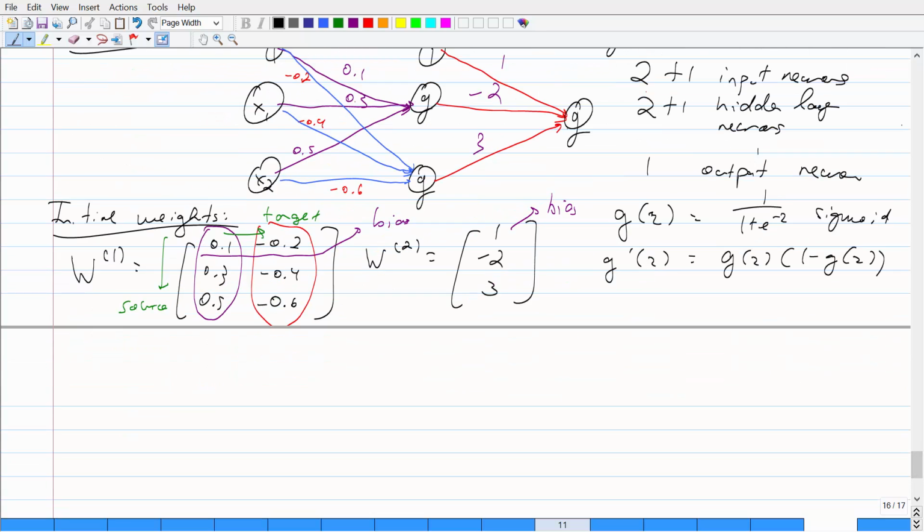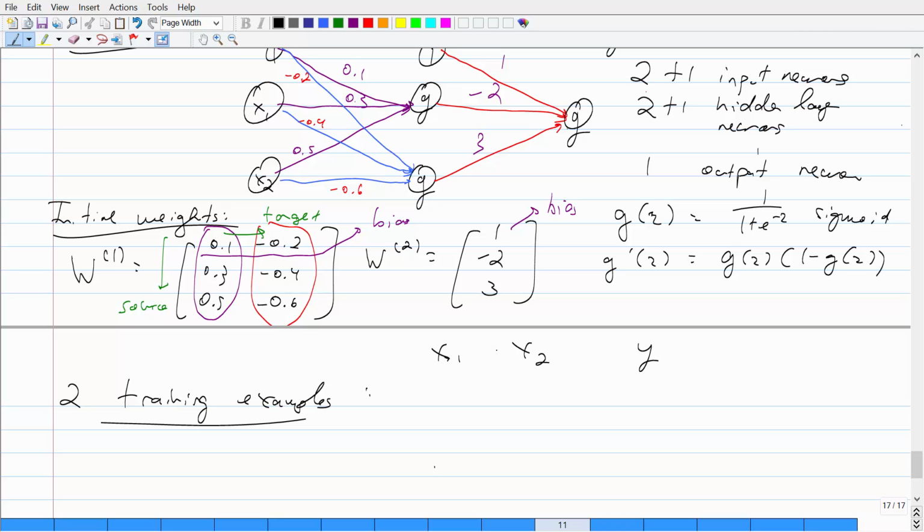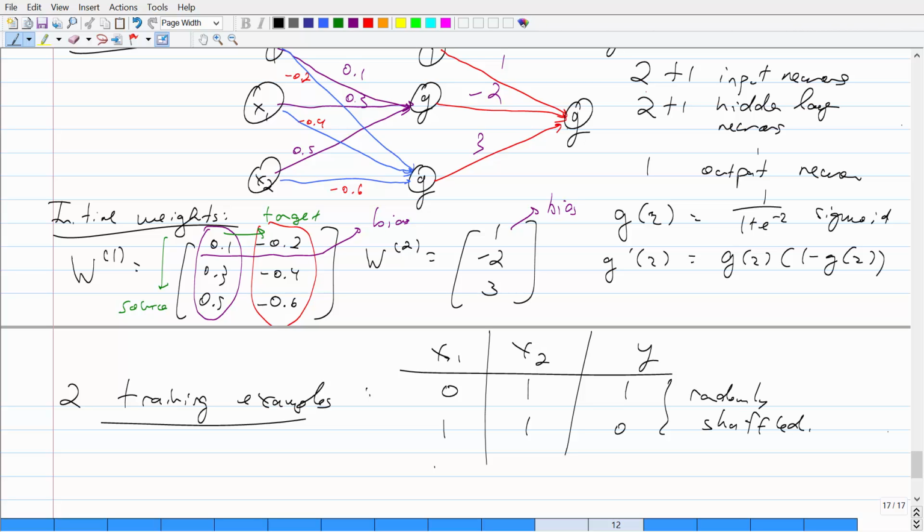Also, I've got 2 training examples, just 2 for now. If my first input is 0, the second input is 1, the expected output is 1. And then 1, 1, and the expected output is 0. So assume that these are randomly shuffled. I decided to do that beforehand, so you don't have to do it yourself.